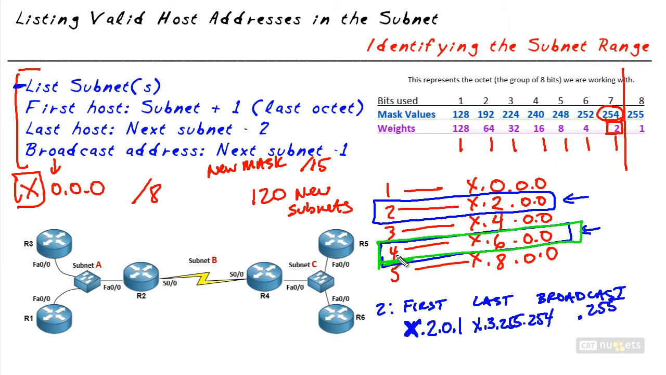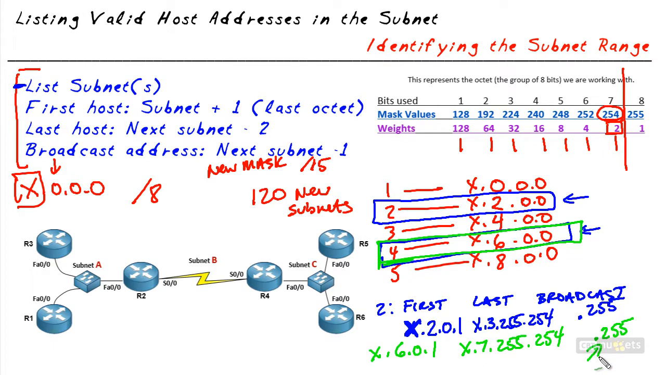So for this 4th subnet, which is subnet 6, the first valid IP address is going to be x.6.0.1. It's the subnet +1. The last valid host is going to be the next subnet -2. So that next subnet value is x.8. So it's going to be x.7.255.254. That in other words is the next subnet -2. And our broadcast address is 1 less than the next subnet. So that would end in .255. It'd be x.7.255.255 for our broadcast. And that's it.